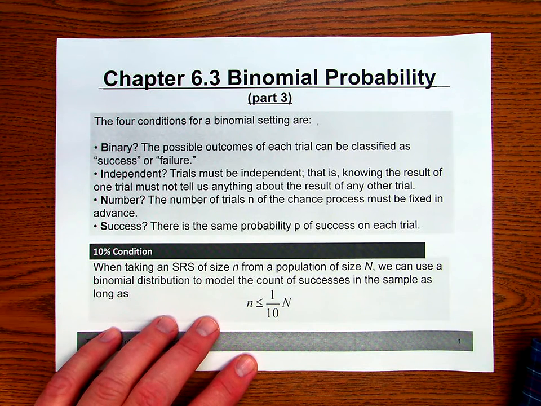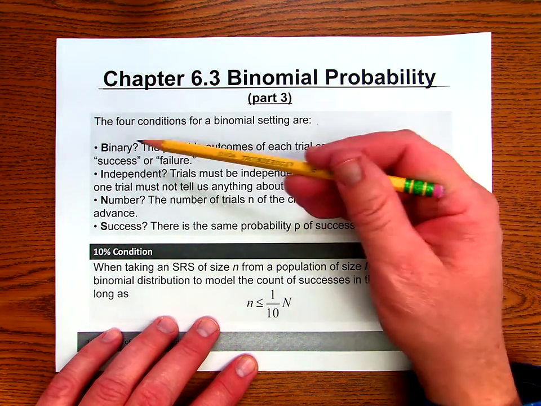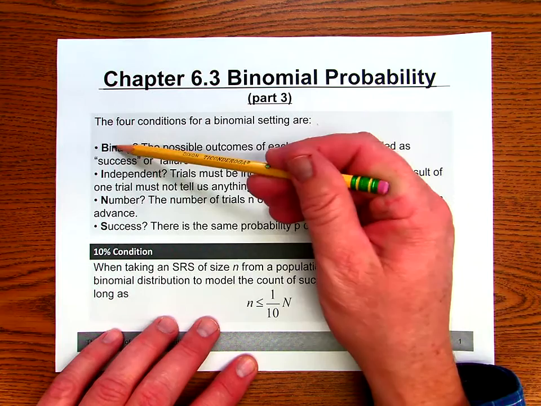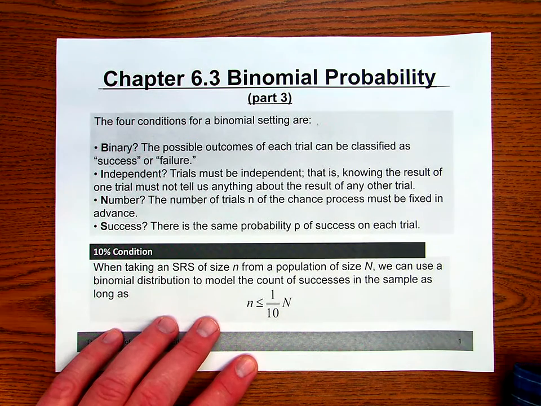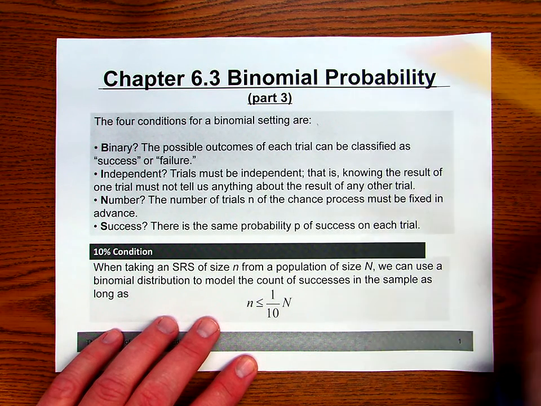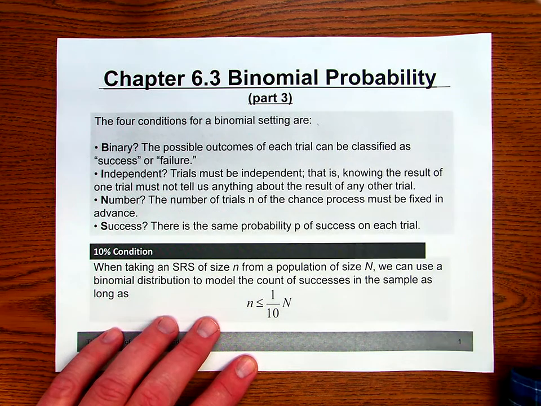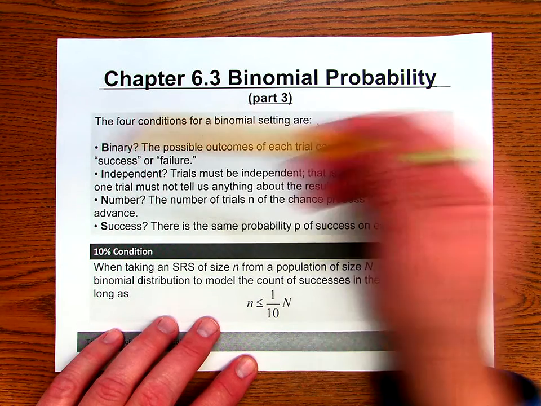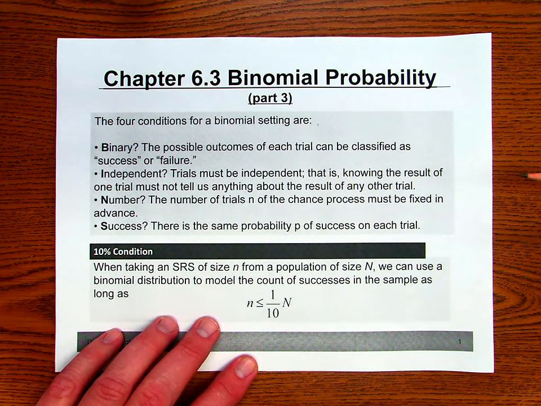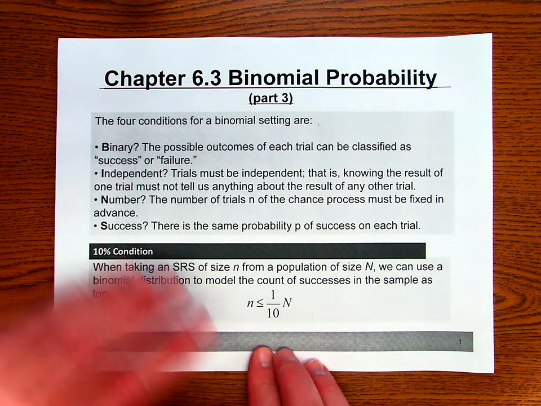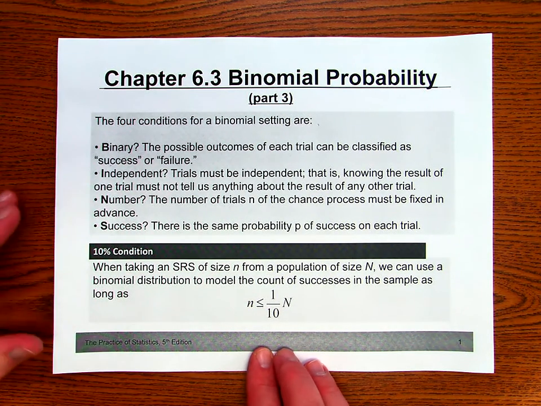Okay, in order for a setting to be considered binomial, we need to meet these conditions. The acronym BINS. Binary, each trial has to be classified as a success or a failure. Those trials have to be independent. We have to have a set number of trials, and the probability of success has to be constant for all of them.